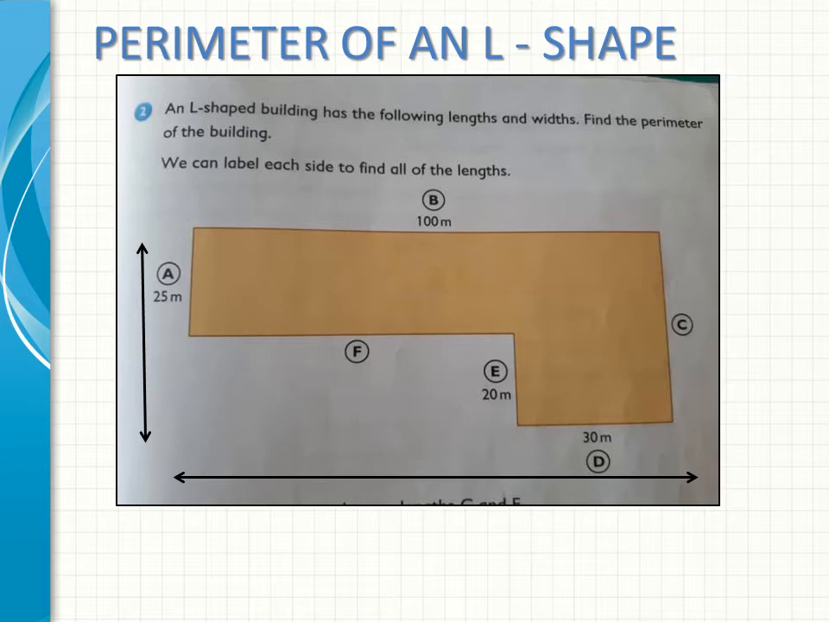Side A is 25, B is 100, C we don't know. D is 30. Can you see D at the bottom here? E is 20 and F, we equally don't know F. Before we can find the perimeter, we must find C and we must find F. Okay? All right, let's try to find F first.